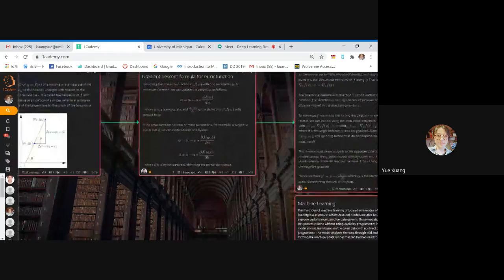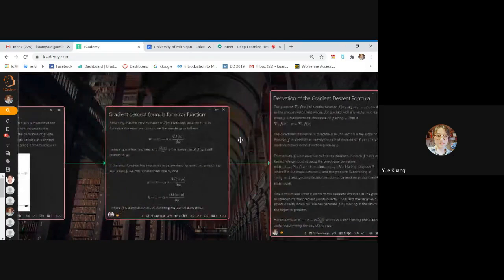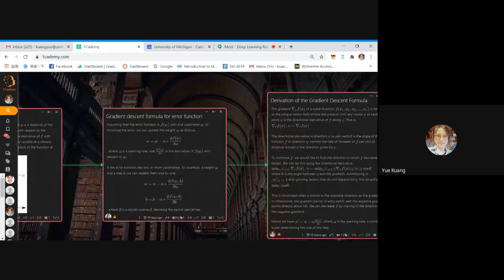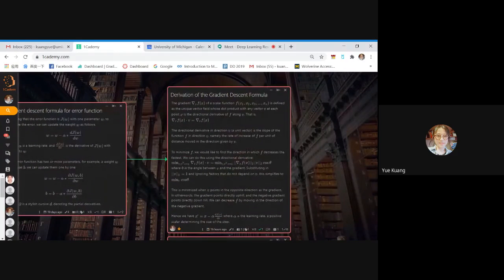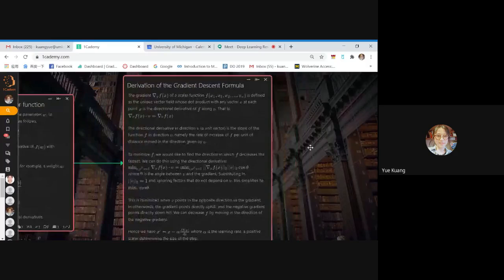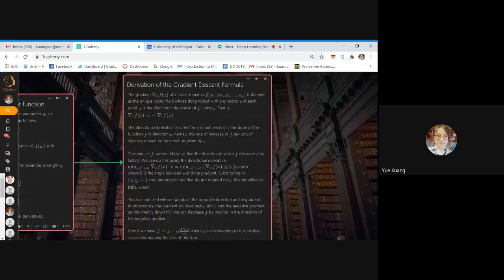Last time Jing introduced the gradient formula here for us. So I have added a note for the derivation of the formula. You can see here the gradient of a scalar function f is defined as the unique vector field whose dot product with any vector v at each point x is the directional derivative of f along v. And this is the equation.